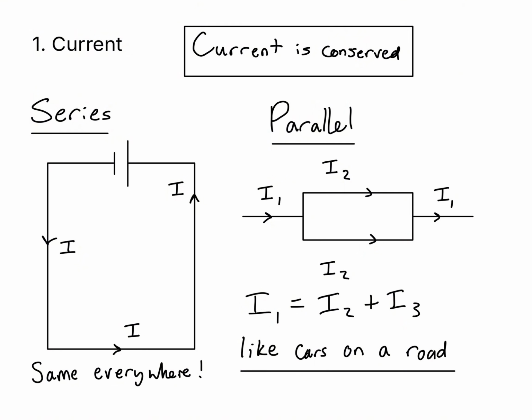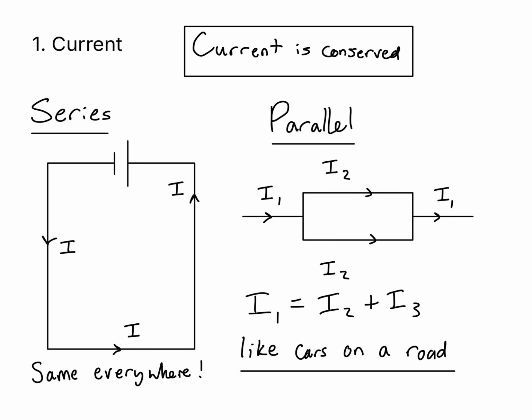In a series circuit, there's only one path, so the current is the same everywhere. And here's the misconception: the current is not used up as it goes round. The electrons aren't consumed. They give their energy, but they all keep going. Same current before and after the lamp.